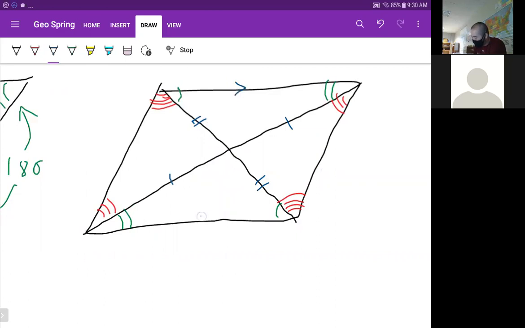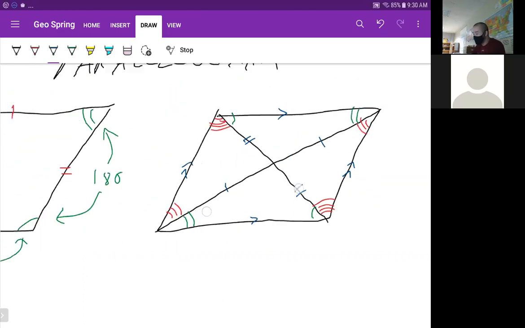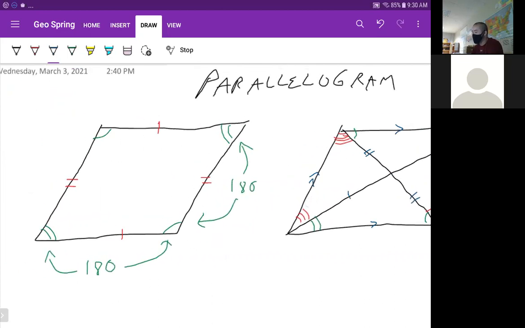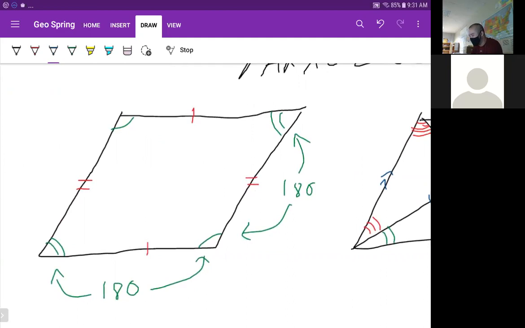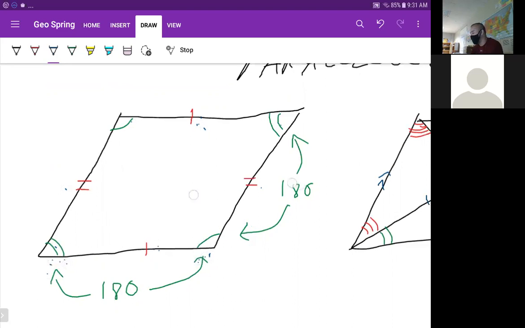So this side and this side are parallel. Then you also have this side and this side are parallel. So all these marks are the properties. If you know what these symbols mean, you don't need me to explain it. But if you don't, these sides are congruent, they're the same length. And then these sides are the same length. Opposite angles are the same measure. And then consecutive angles add up to 180. So whatever this angle is, or whatever this angle is, they always have to add up to 180.